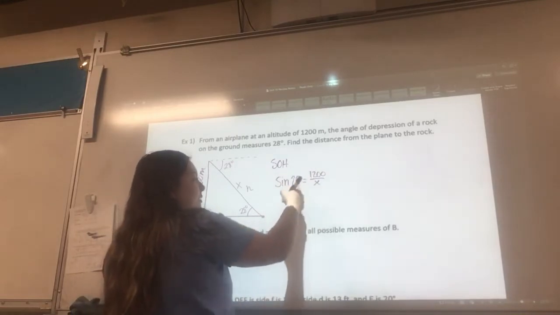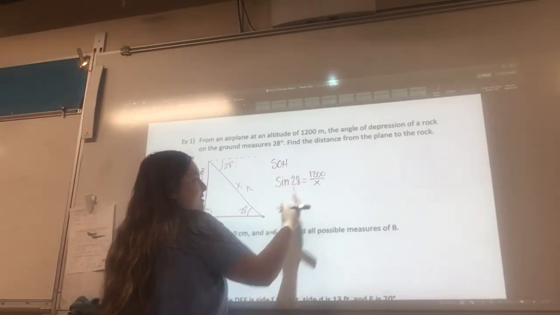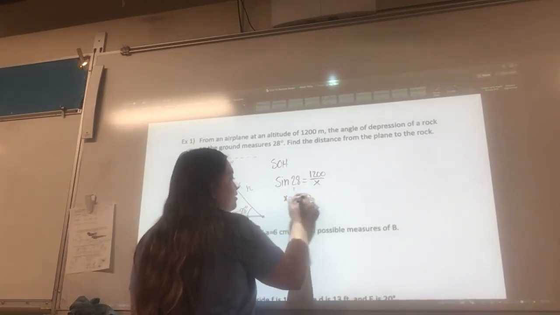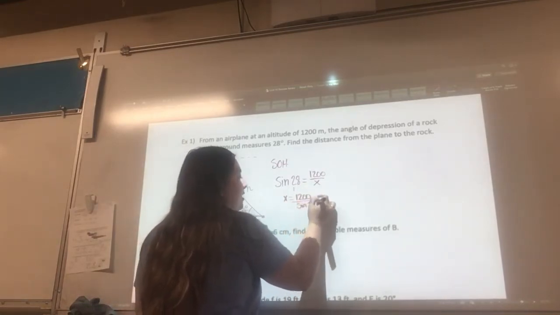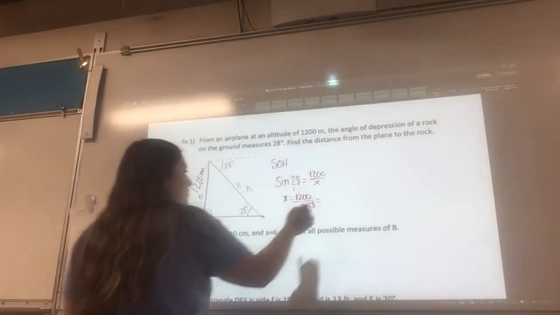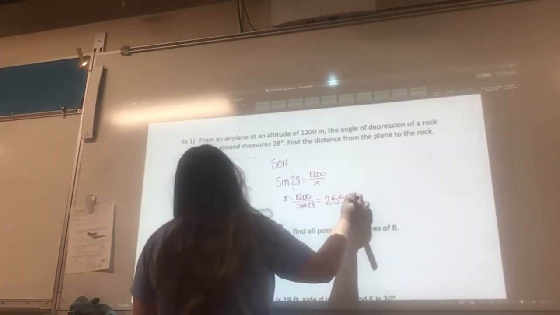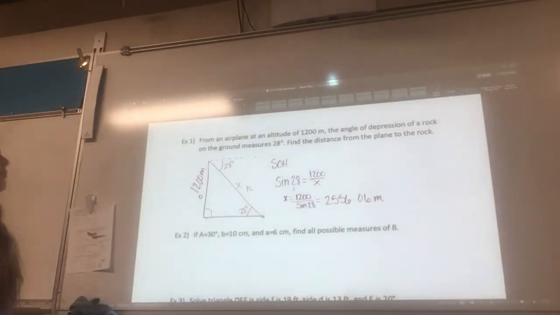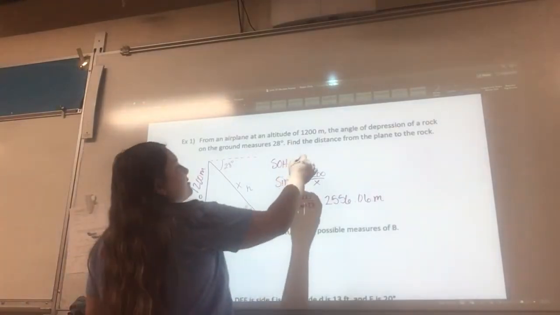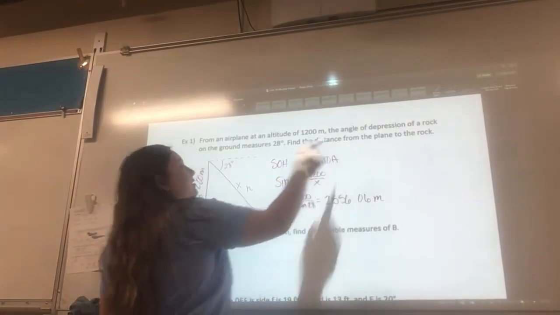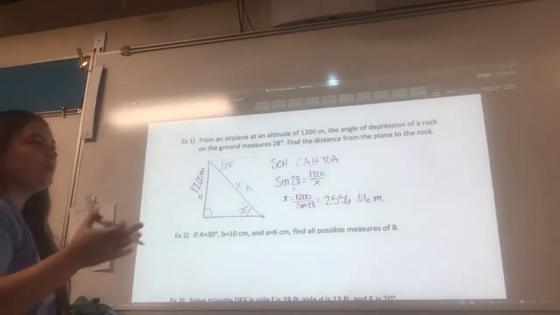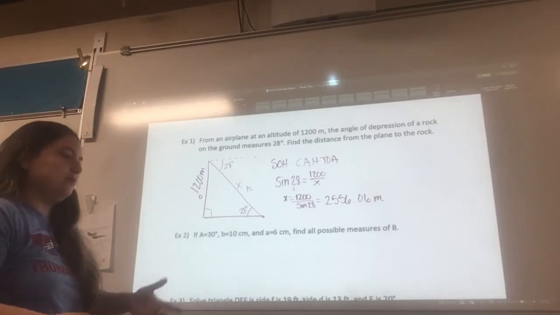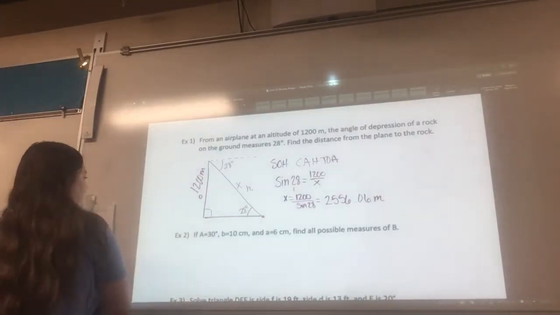Remembering our lovely cross multiplication skills, or understanding that x and sine of 28 just switch spots, x is going to equal 1,200 divided by sine of 28. And when you plug that into your calculator, you should be getting 2,556.06, and we were in meters. So just remembering angle of depression. Please don't forget SOHCAHTOA. It still exists. I think a few of you were doing law of sines for right angles when you can just do SOHCAHTOA. You got those down. Do that one.